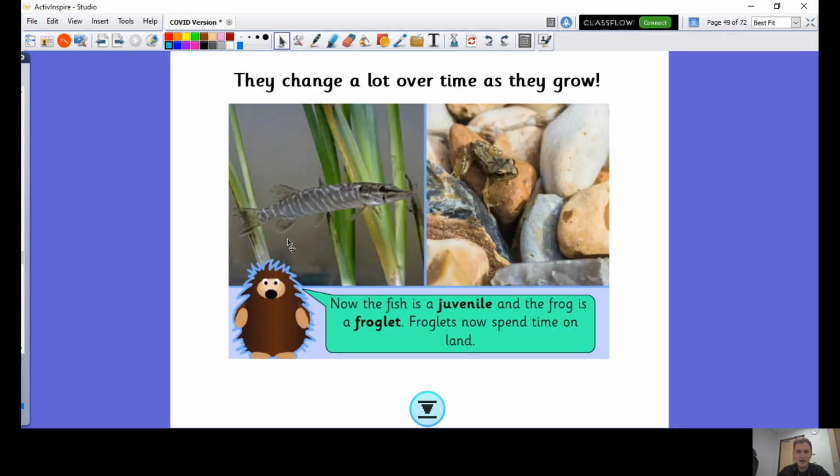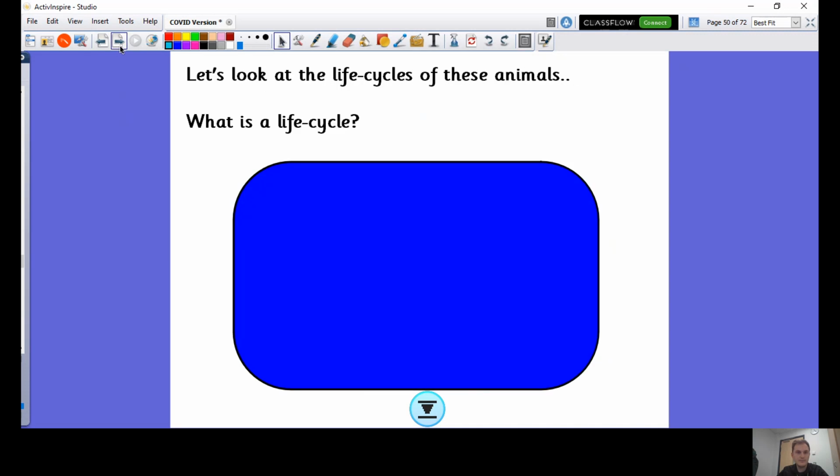And now this is them when they are a juvenile. So that means they're growing up. I suppose you'd say they're like a teenager. And here they are growing up. There's the fish growing up into a juvenile. And this frog is now a froglet. Froglets now spend time on land. And you can see this froglet is exploring over some rocks. So today we're going to look at life cycles of these animals. Have you ever heard those words before, life cycle?